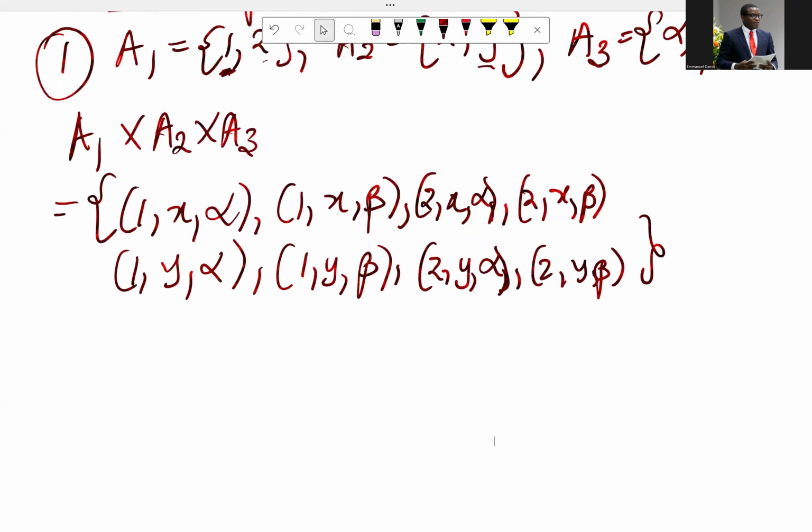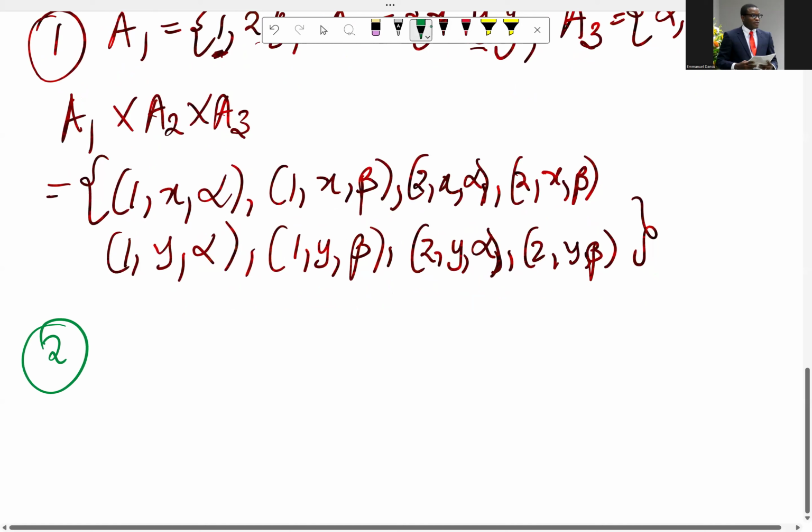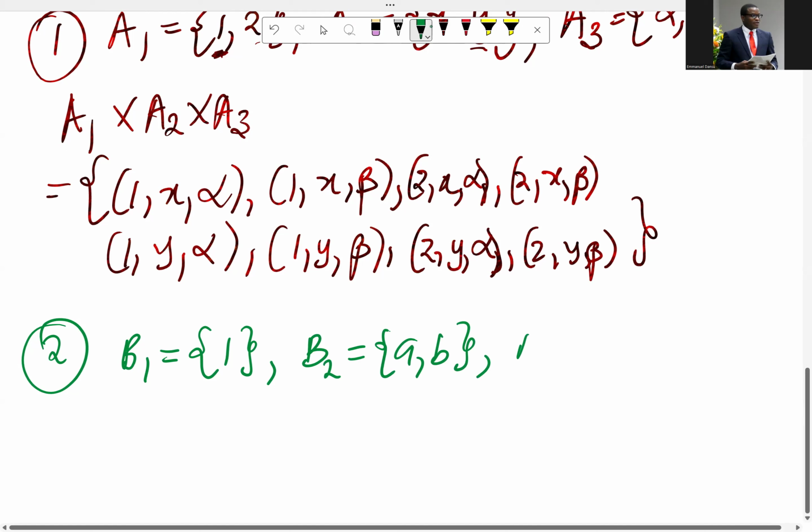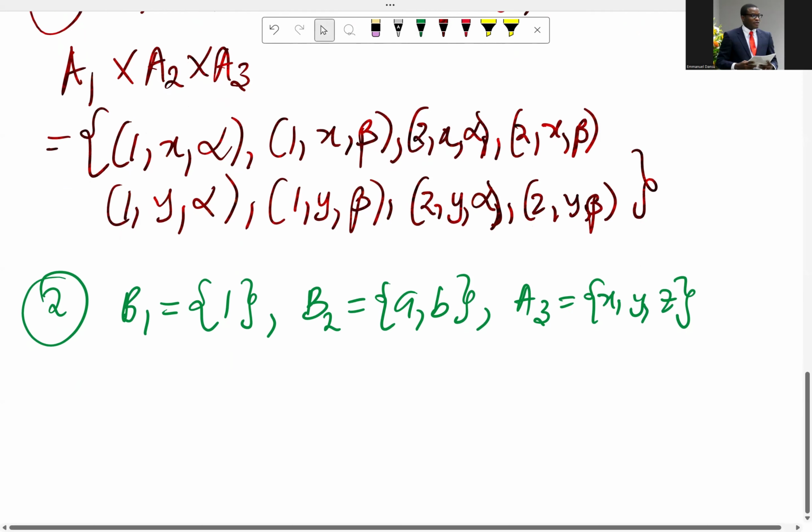So that's one. What if we take another example? We say two now. For two, we have set A1. Of course, it doesn't only have to be A1. Let me use B1, in fact, because it can be anything. So B1 is a singleton set of 1. And B2 is a set with elements a and b. And then if you have B3, B3 has x, y, z. Okay, so what happens?